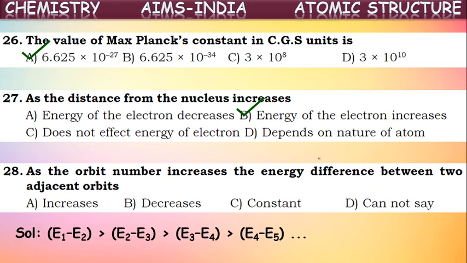See here like this. The energy difference between E1 and E2 is greater than the energy difference between E2 and E3. And it is greater than the energy difference between E3 and E4. So in this way, as the distance from the nucleus increases, the difference between the energies of adjacent orbits decreases. Okay, got the point? It decreases.